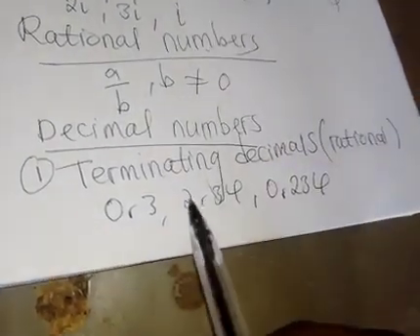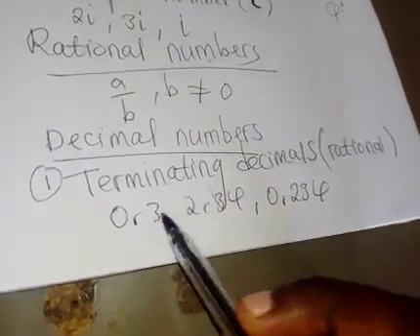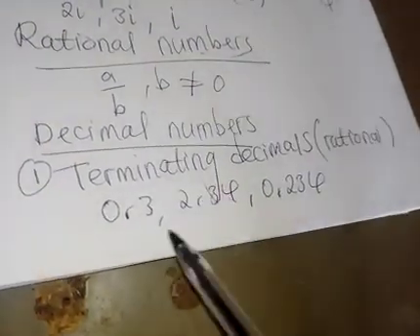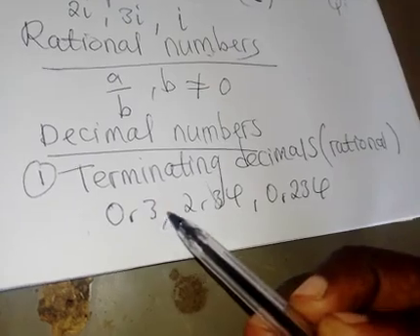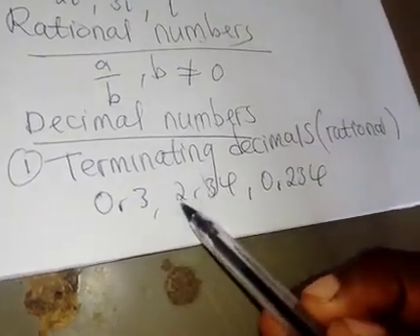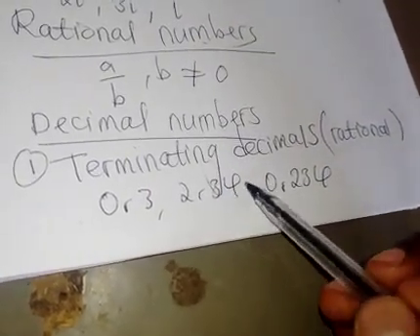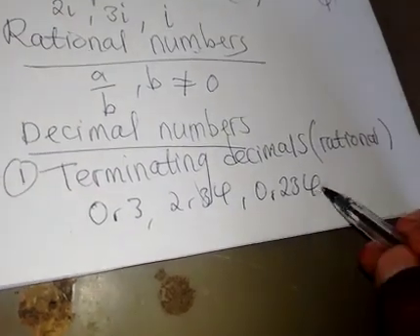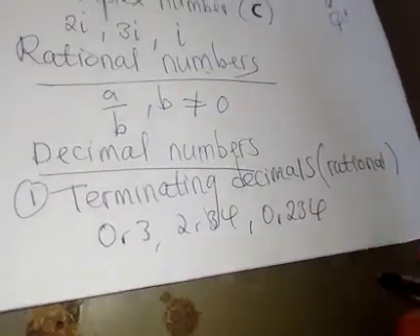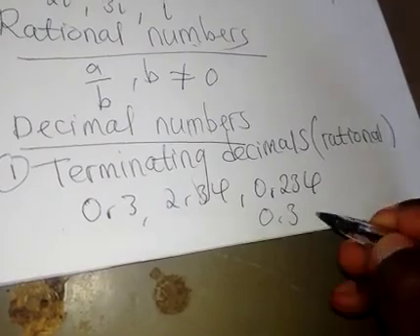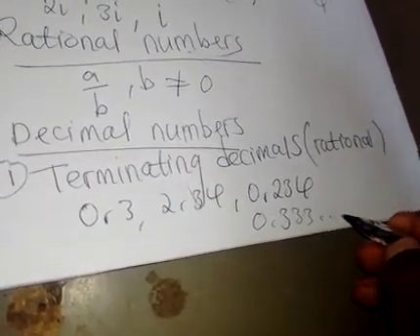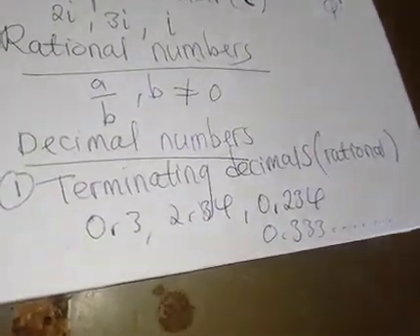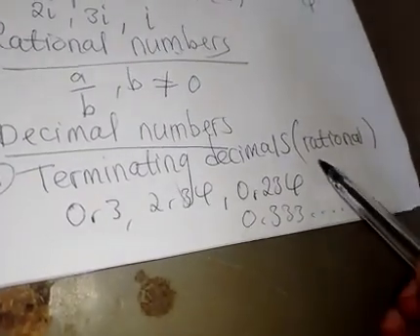0.234. As long as it is a decimal number and we are able to tell what the last number is, then it is terminating. 0.3, we know the last number is 3. 2.34, last number 4. These are called terminating decimals. You know what the last number is. It's not like 0.3 and then more 3s going on. As long as you know what the last number is, these are terminating decimals and belong to the group of rational numbers.